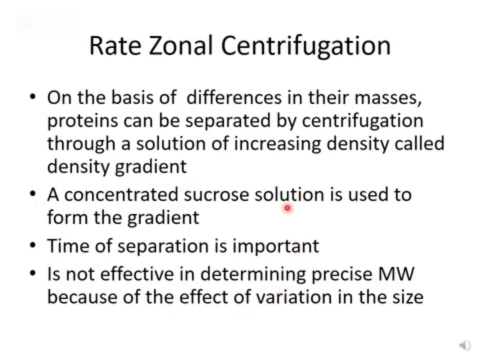The second type of centrifugation is rate zonal centrifugation. It's very similar to differential centrifugation. However, the basic difference is that there is a density gradient that's added to the tube. That density gradient is added through pouring a solution of increasing density inside the tube, then pouring the mixture in which the protein we want to separate on top of that solution.